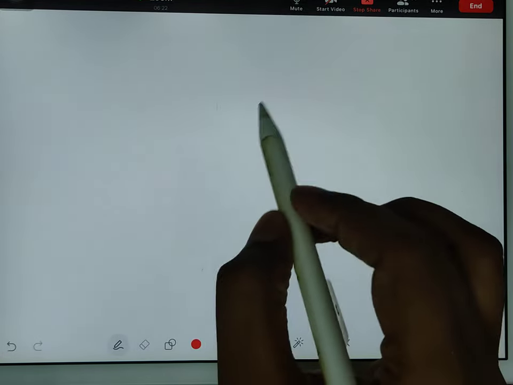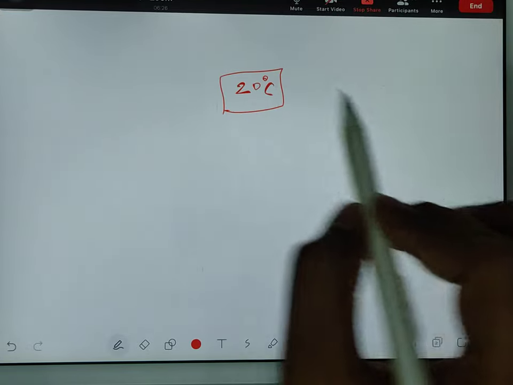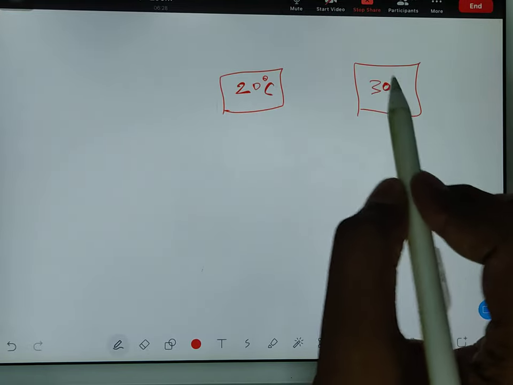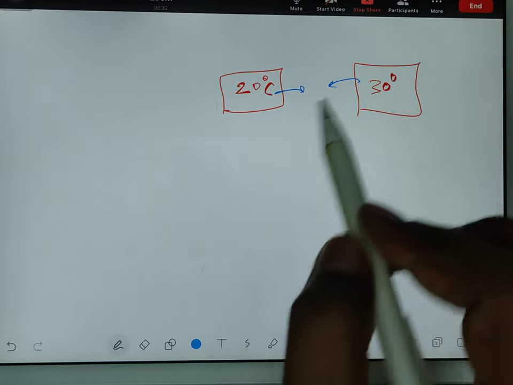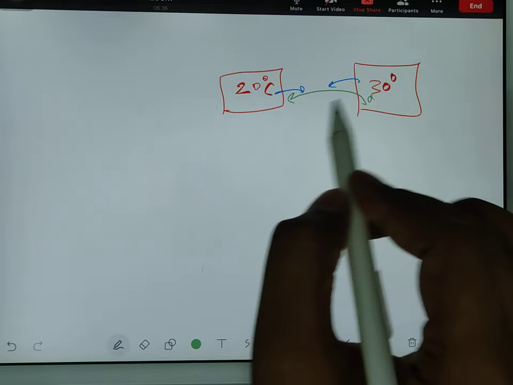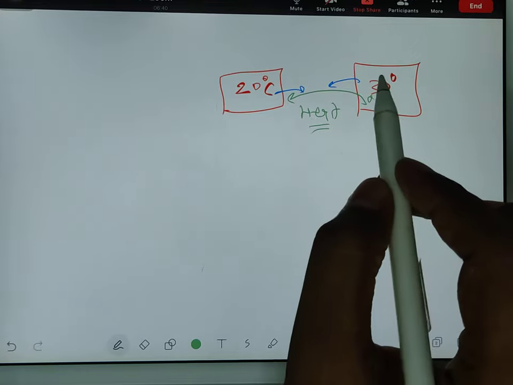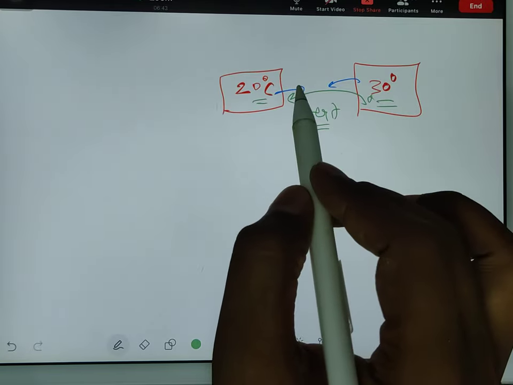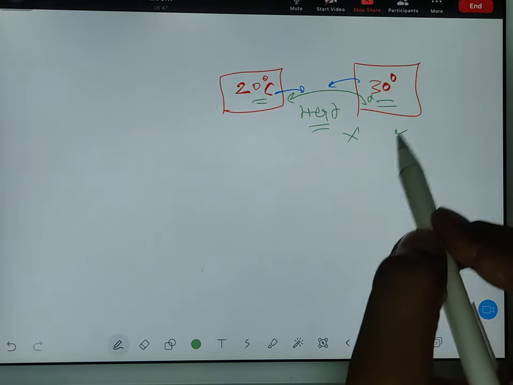One example, I am giving you now an example for temperature. So suppose this body is at 20 degrees Celsius, this body is at 30 degrees Celsius. When you bring them closer, like physical contact, then what will happen? From high temperature to low temperature, heat flow will occur. Because of heat flow, finally they will maintain a common temperature, correct? And then there will not be any heat flow. So this is thermal equilibrium.